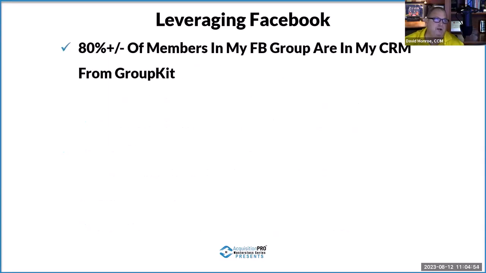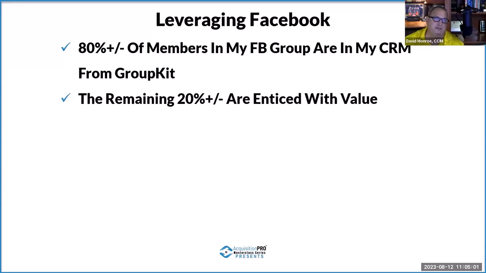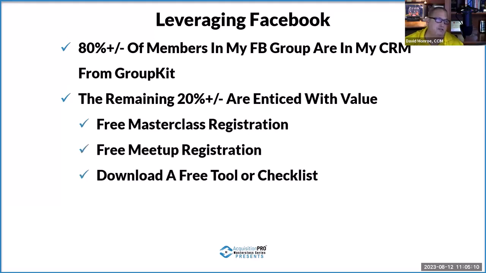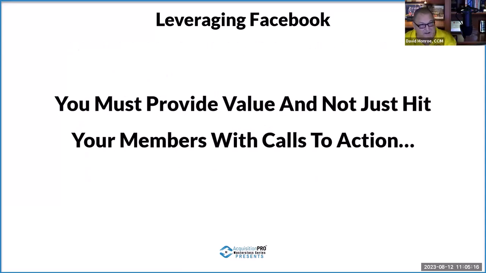All right. So 80 plus or minus % of members in my Facebook group are in my CRM from GroupKit. The remaining 20% plus or minus are enticed with value. So you guys will see in that Facebook group where I will put up a free masterclass registration, a free meetup registration, or download a free tool or checklist. But here's the key. You must provide value and not just hit your members with calls to action all the time. You've got to send them value.